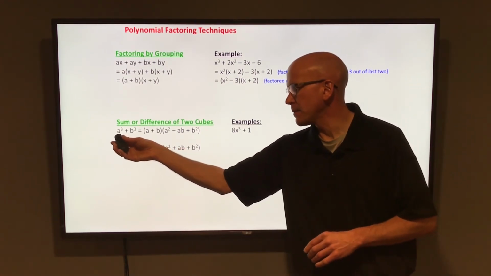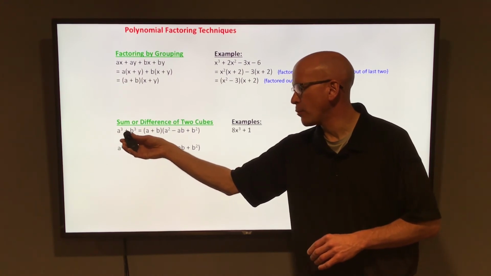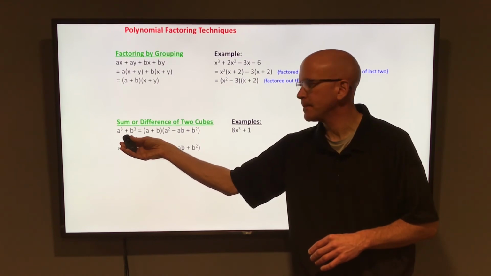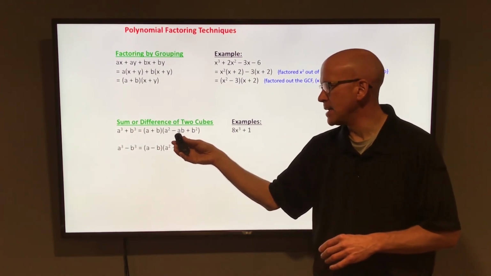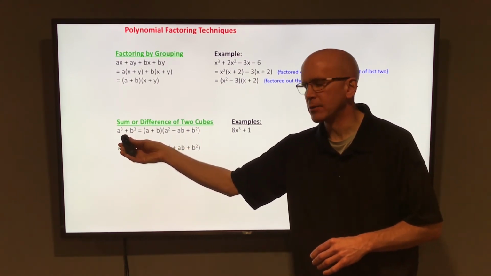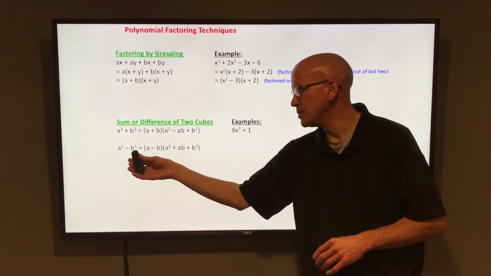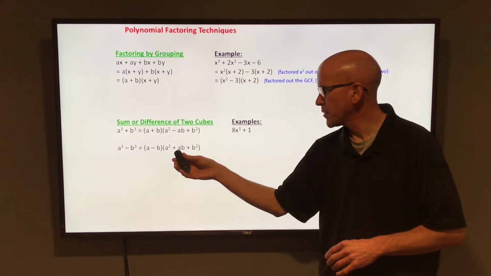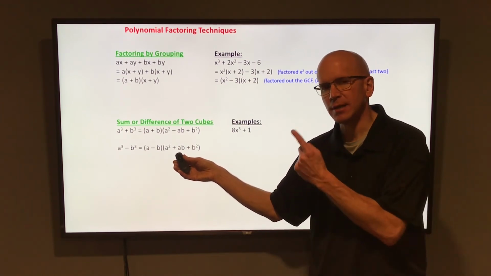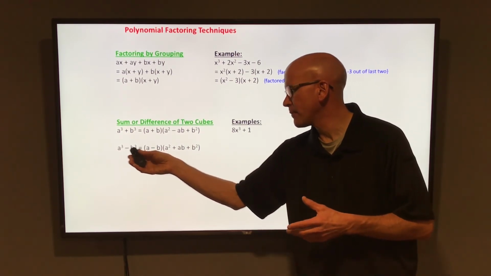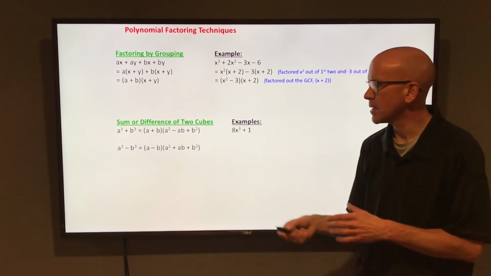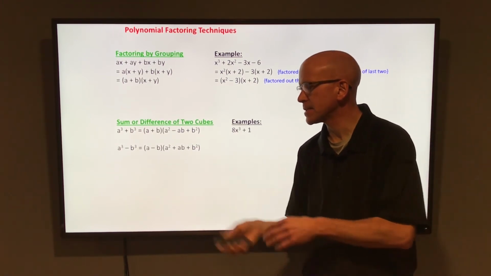When you have a sum of two cubes, a to the third plus b to the third, the sign in the binomial is going to be the same as what you're factoring. But the sign in front of the ab is going to be different than what you're factoring. In a difference of two cubes, the sign in the binomial is going to be the same as what you're factoring. But the sign in front of the ab, just like the one before, is going to be different from what you're factoring. So that's one way to remember how to factor a sum or difference of two cubes. Everything else stays the same.